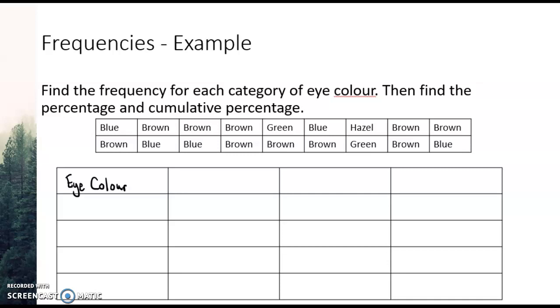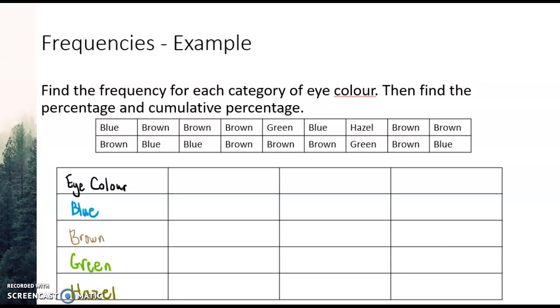The first color that I see is blue. So I'm going to write that as my first category. After that, I see a brown, green, and hazel. Now that I've identified that those are the only eye colors listed in the table, I need to count how many times each one occurs.